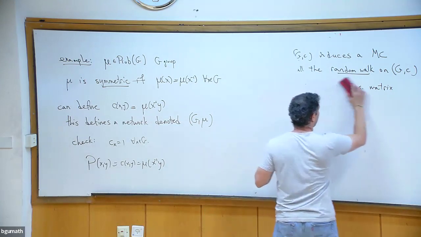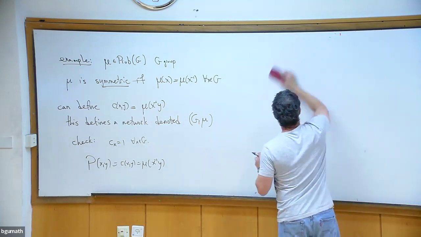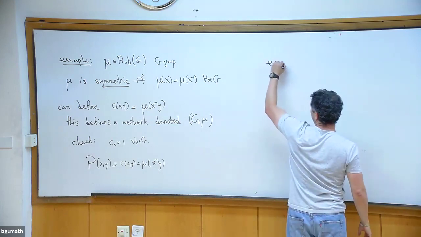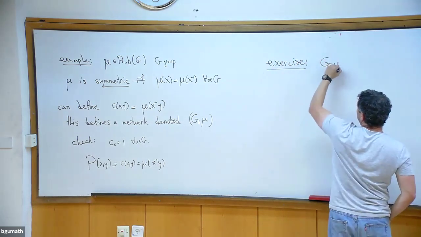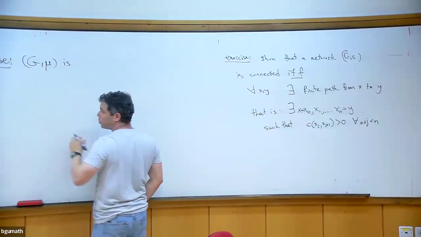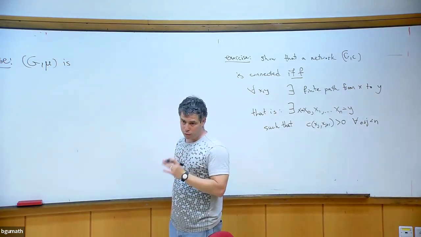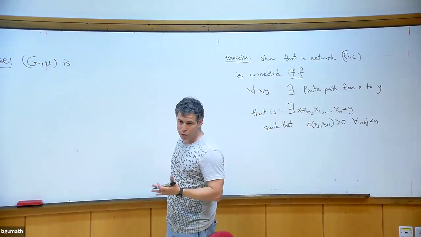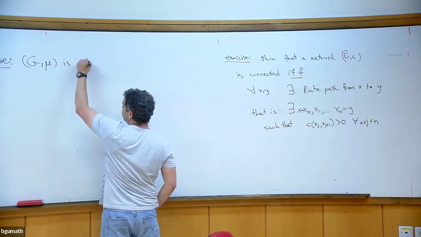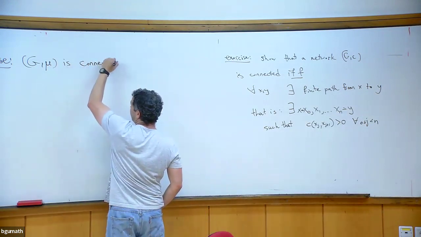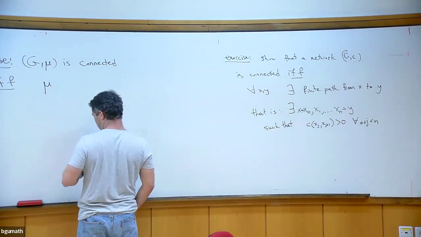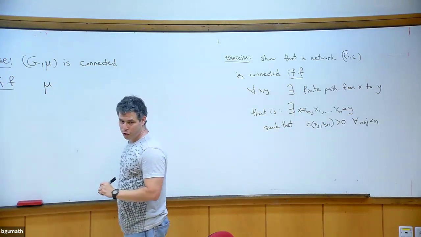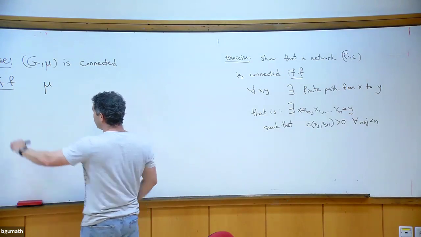Another exercise for you to look at is that G mu is connected. And if I write G mu, I mean mu is symmetric, because there's no meaning to write G mu, it's not a network if mu is not symmetric. G mu is connected if and only if mu generates G. So what does it mean that mu generates G? Let me write, mu is adapted.